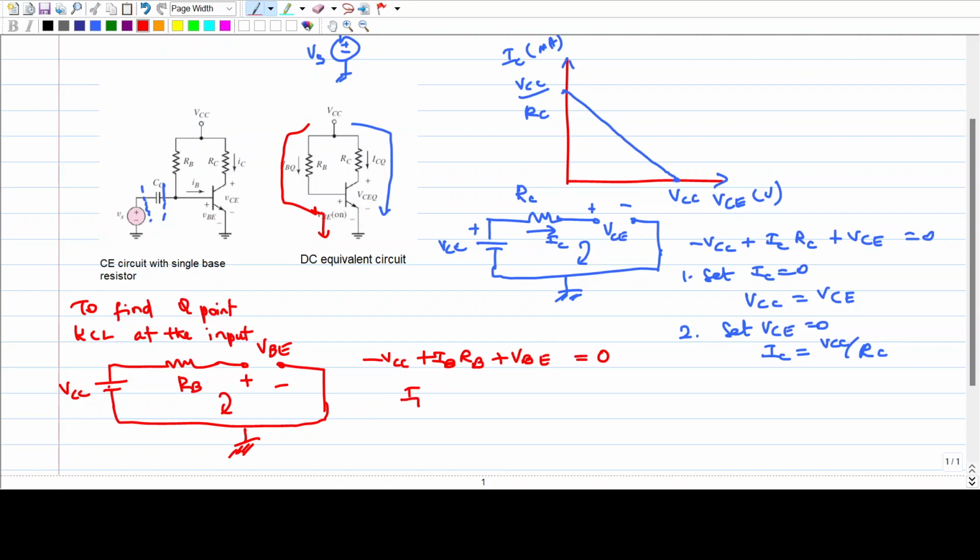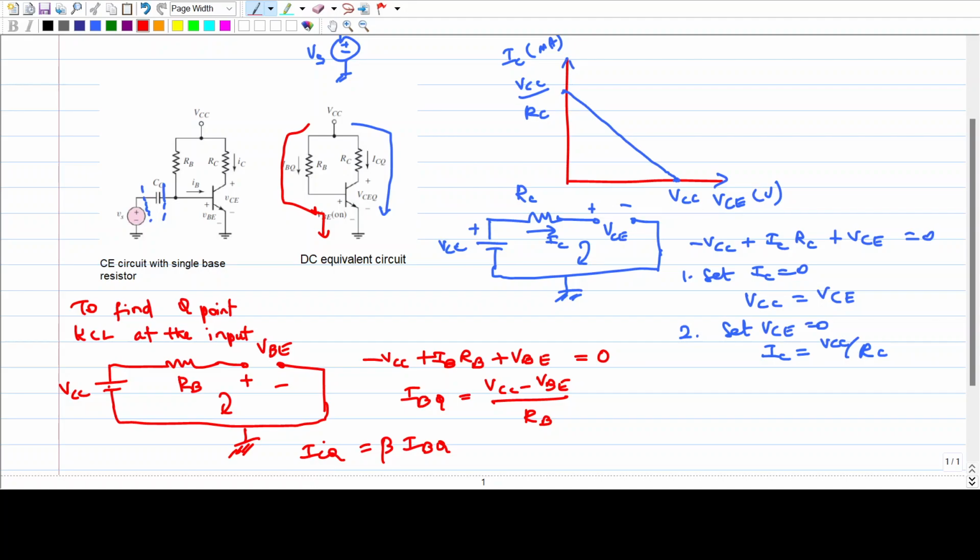So at the Q point, IBQ, where this Q represents the Q point, is the base current at the Q point, which is VCC minus VBE divided by RB. So we got IBQ. We know that beta times IBQ equals ICQ. If you know beta, from this equation we can find ICQ. Now we have ICQ.